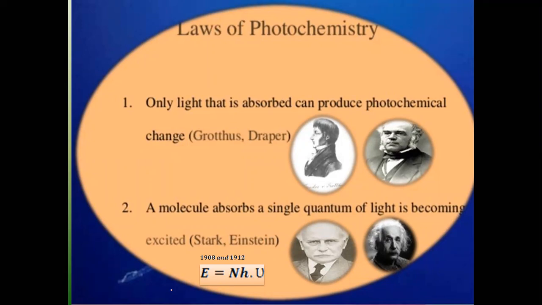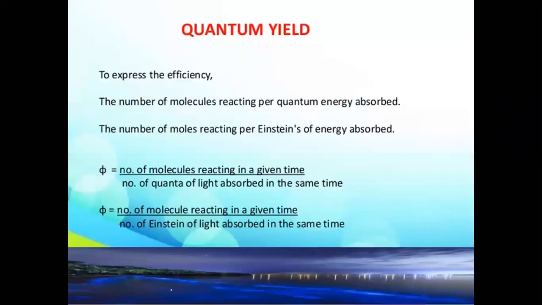And then the second law is about the absorption of light. Quanta of light is absorbed by the molecule and then it becomes excited. This is the Stark-Einstein law, and the equation for this law is E is equal to N h nu, and nu is the frequency, which is the ratio of c upon lambda. Lambda is the wavelength and c is the velocity of light.